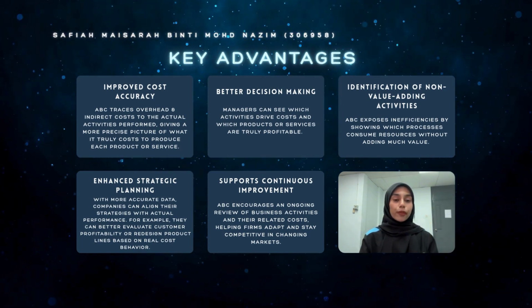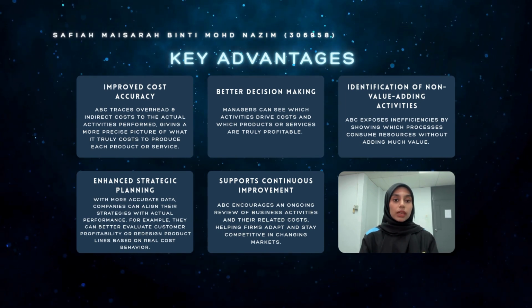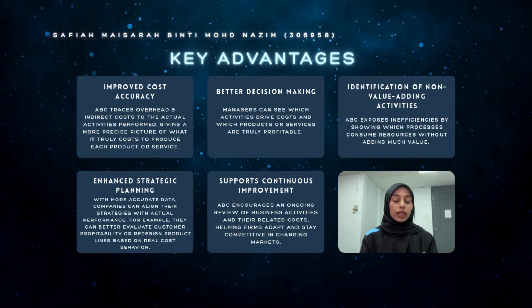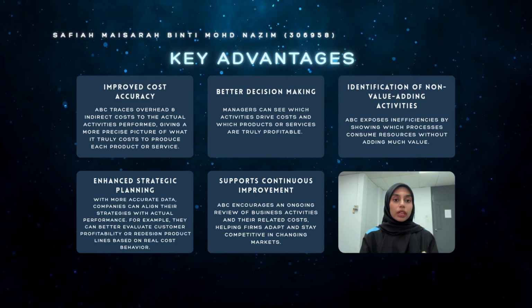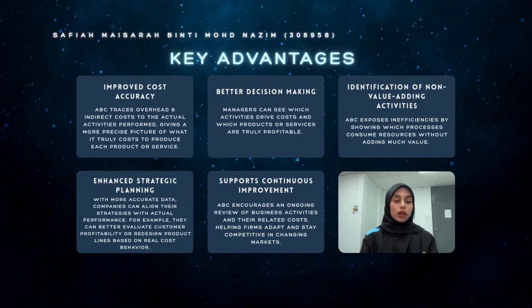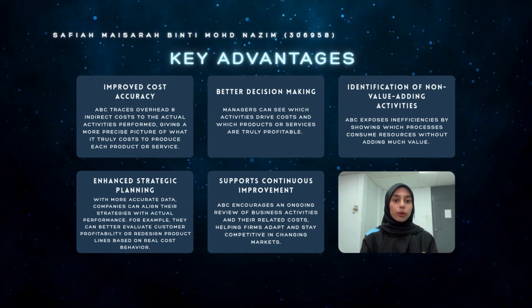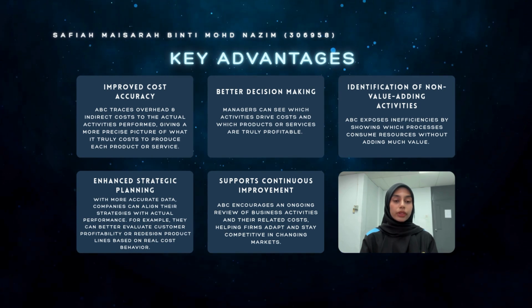First, improved cost accuracy. ABC traces overhead and indirect costs to the actual activities performed, giving a more precise picture of what it truly costs to produce each product or service.